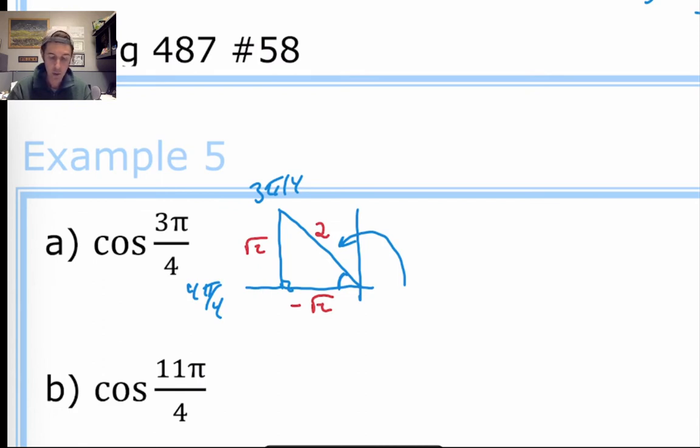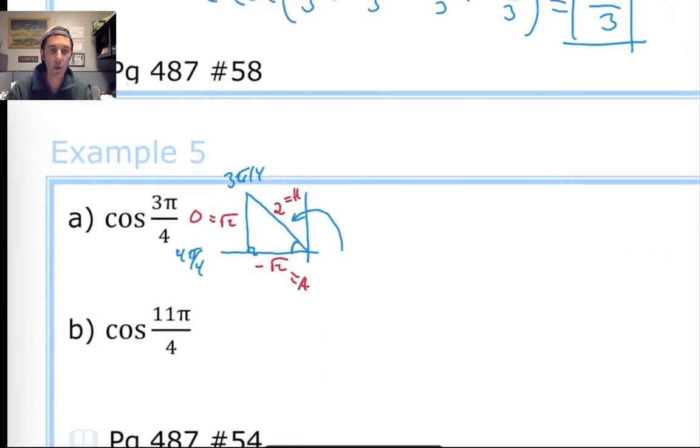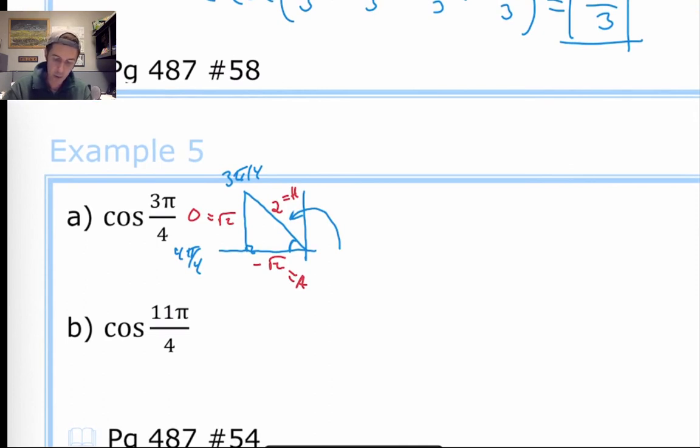The side that is next to my reference angle is my adjacent side. The side that is across from my reference angle is my opposite side. The hypotenuse is the hypotenuse. We know what all of our sides are now. The cosine of 3 pi over 4 is equal to, cosine is adjacent over hypotenuse, which here is negative square root of 2 over 2, which cannot be simplified, so that's our answer.